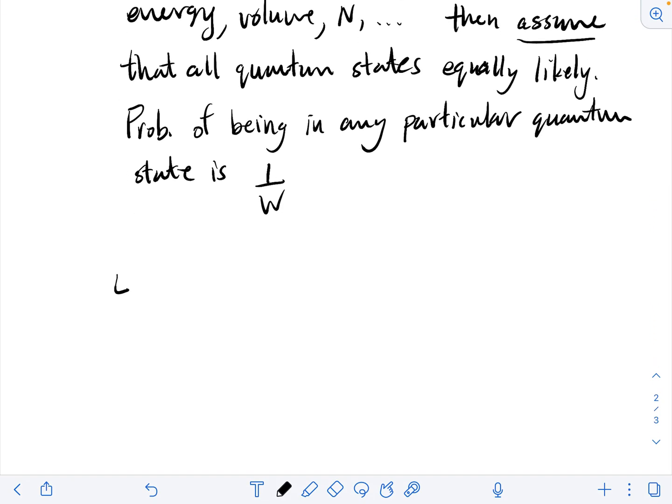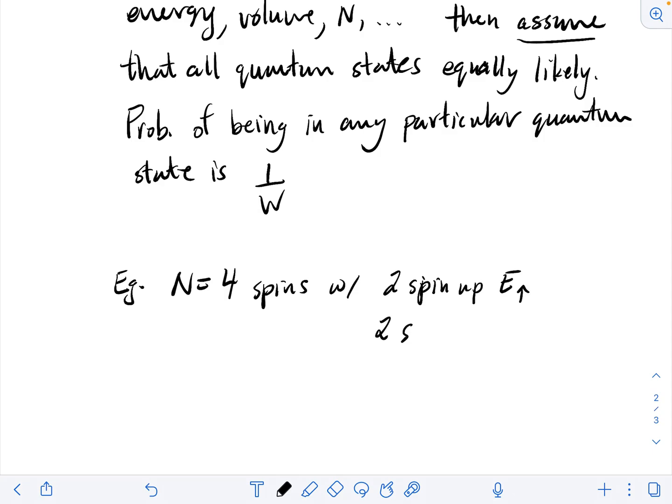Let's do a simple example for a small system. Let's take N equals 4 spins, with 2 spin up with energy, say, E up, and 2 spin down with E down. In order to satisfy our constraint on energy, we must have 2 spin up and 2 spin down.